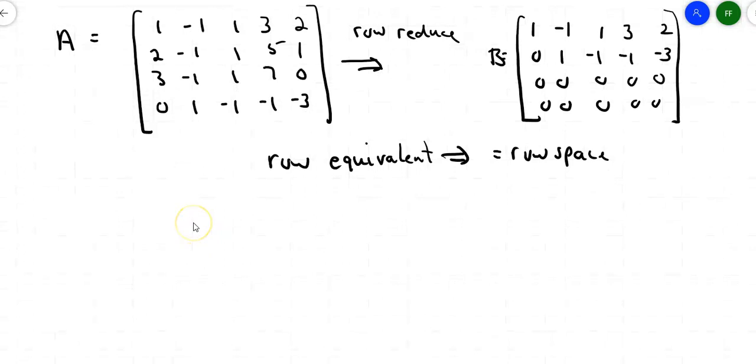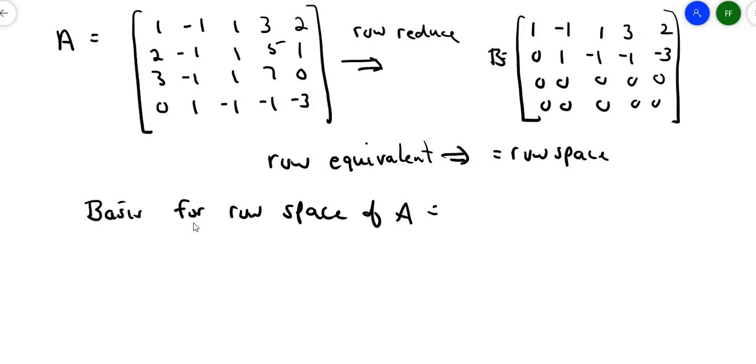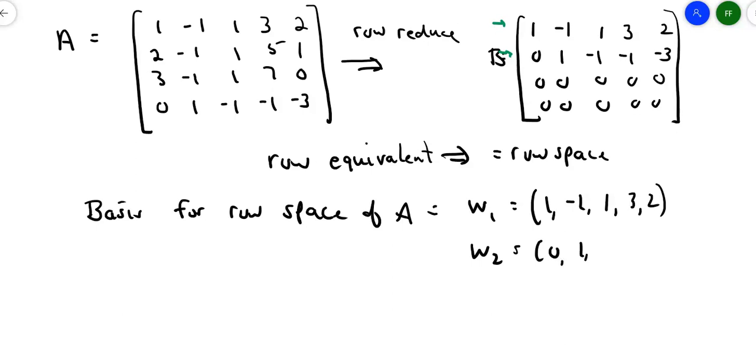So if I want the basis for the row space of A, look at the 2 non-zero rows. Where are they? One of them is over here, and one of them is over there. So my basis for the row space of A is the vectors, I can call them like this: W1 is 1, negative 1, 1, 3, 2. And the second one is 0, 1, negative 1, negative 1, negative 3. All right, so those are the 2 vectors that are in the basis for the row space of matrix A.